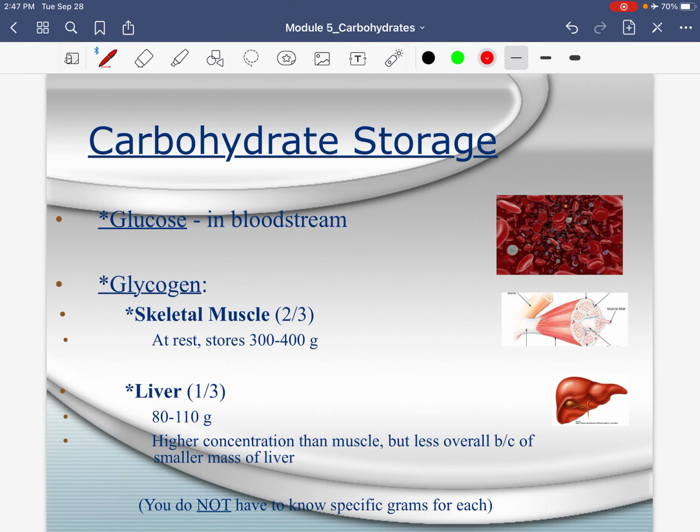Okay, where do we store these things? Well, we store glucose in the blood. But if everything is working properly, our liver is constantly metering out and making sure we have just the right amount of blood glucose. Not too much, not too little. Of course, we store glycogen in the skeletal muscle. 2/3 of all of our glycogen is stored in the skeletal muscle. And then about 1/3 is stored in the liver.